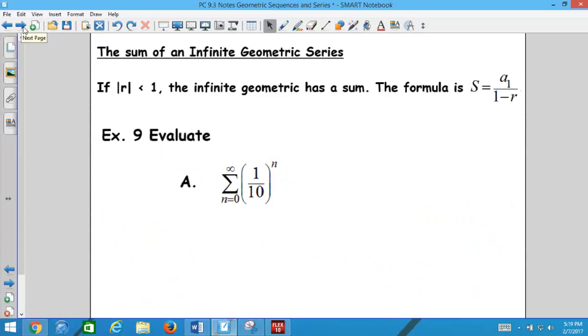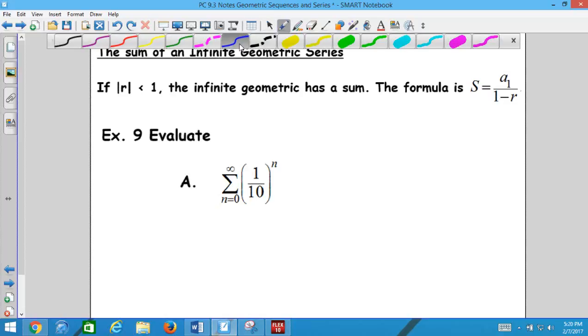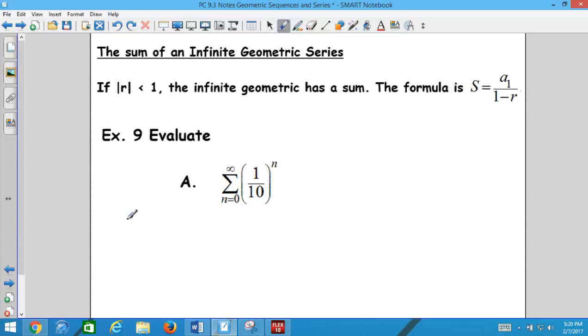Alright, then the sum of an infinite geometric series. We're doing an infinite geometric series. We have a special formula. The sum is equal to a sub 1 divided by 1 minus r. So I need to find a sub 1 and I need to find the r. Let's see. Here we're starting with the 0 term. You don't have to start with the 0 term. It doesn't really matter.